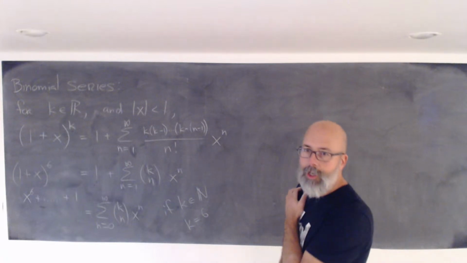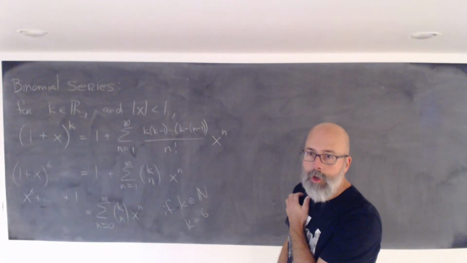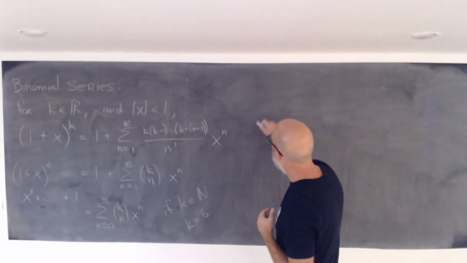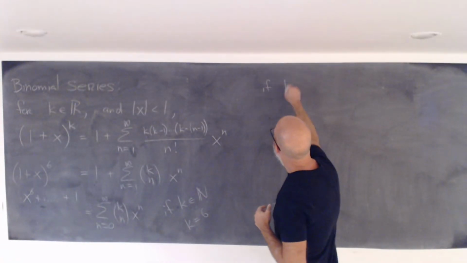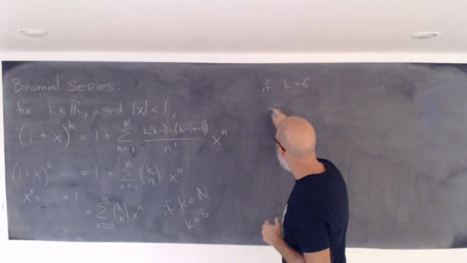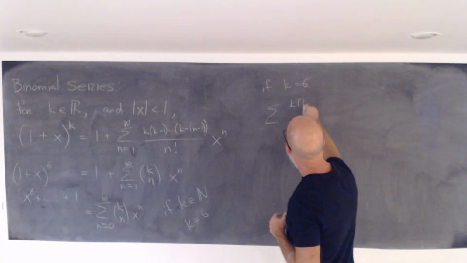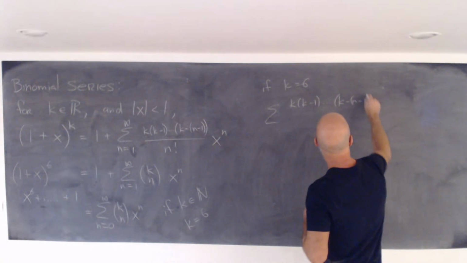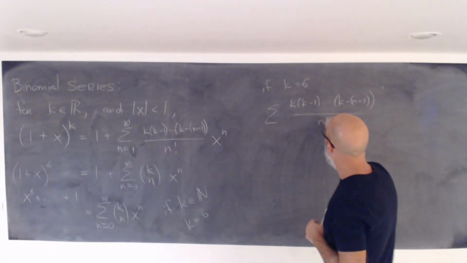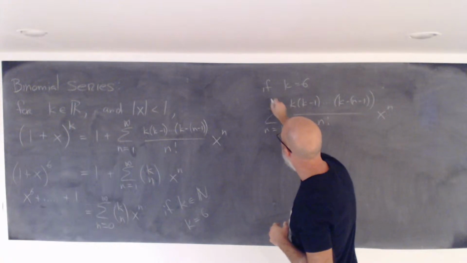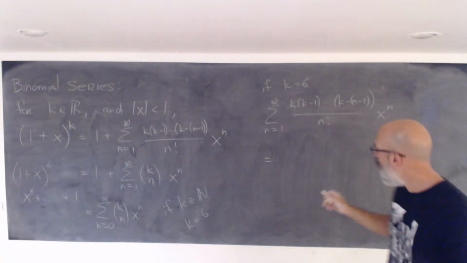So Yushen is asking, when k is a natural number, why is the numerator 0? Well, convince yourself, right? But let's say this example, if k is 6, what are we looking at? k(k-1)...(k-n+1) over n factorial, from n equals 1 to infinity. Let's write out the first few terms.